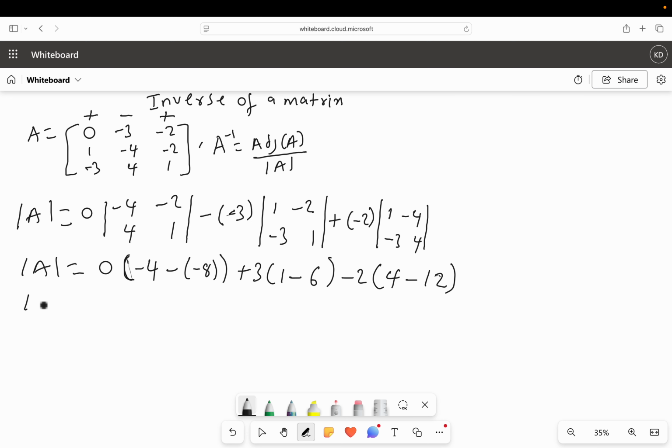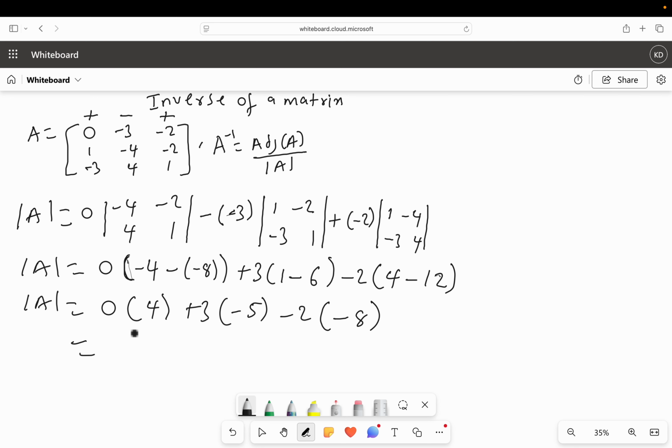So I will be left with 0 into -4 plus 8, I will have 4. Then I will have +3 times 1 minus 6, which is -5. Then I will have -2 times 4 minus 12, I will have -8.